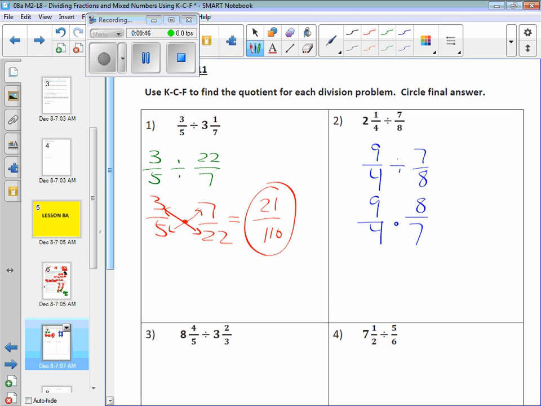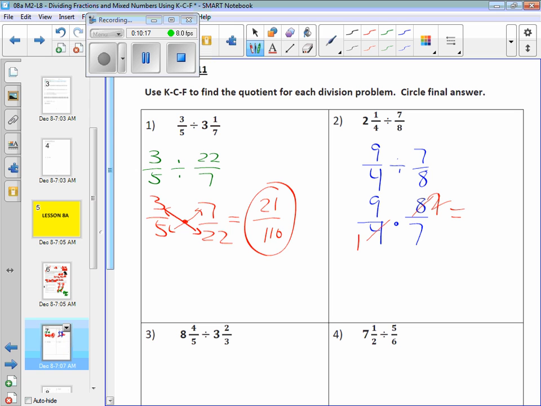Okay, what number goes into both 4 and 8? Hold up 4 fingers. Trust me, do it this way. 4 goes into 4 how many times? 4 goes into 8 how many times? I call this a juicy knockout. You know why I call this a juicy knockout? Anytime you can make one of these numbers a 1, that's a juicy knockout. It's so much easier.